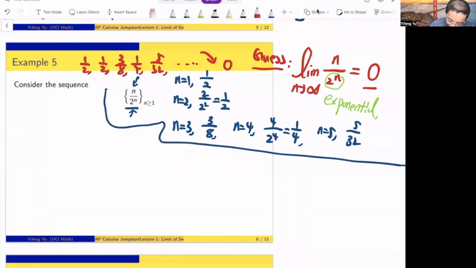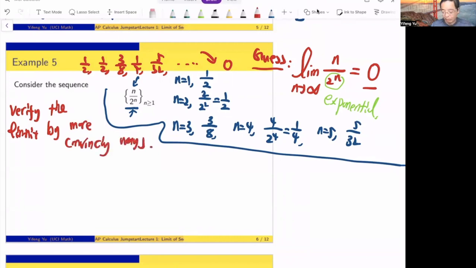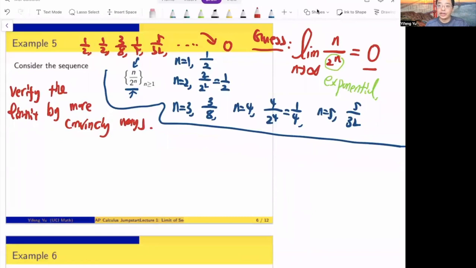We want to verify the limit by more convincing ways. Okay, by more convincing ways. Now, in other words, we want to more rigorously verify the following fact. So here's the fact we want to verify.